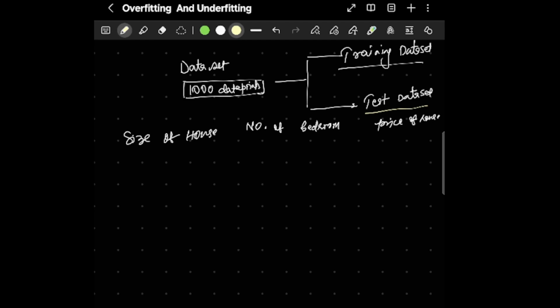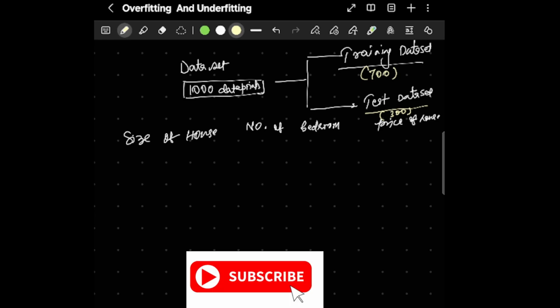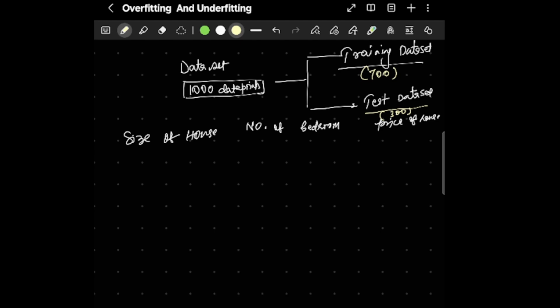For instance, you use 700 records as the training data set and 300 records as the test data set. This division helps us train the model and evaluate its performance on unseen data, which is crucial for understanding if the model is overfitting or underfitting. We will discuss overfitting and underfitting later. The training data set is used to train the model, while the test data set is used to test the model.